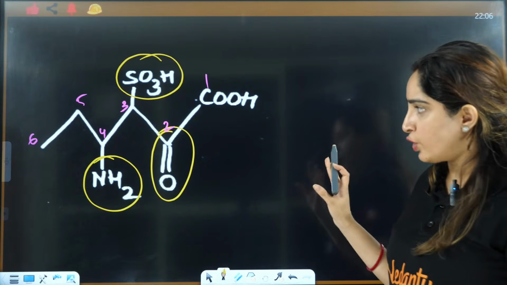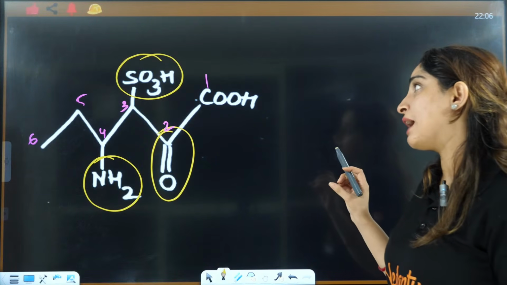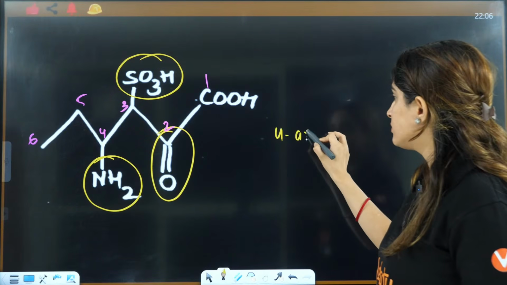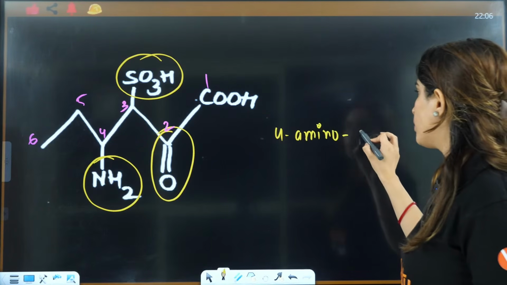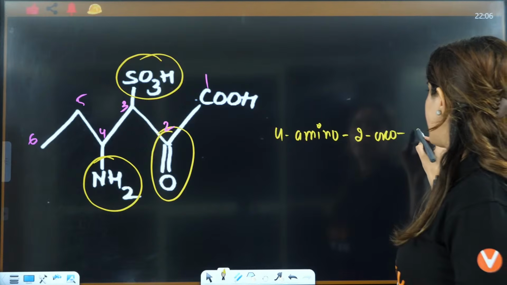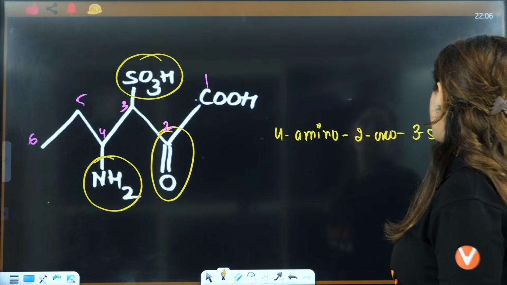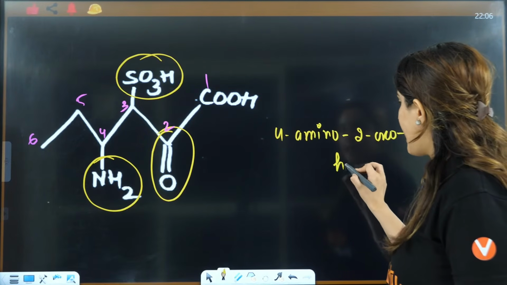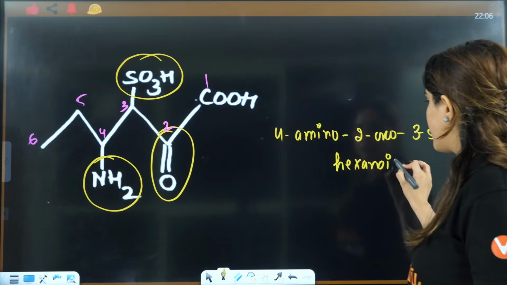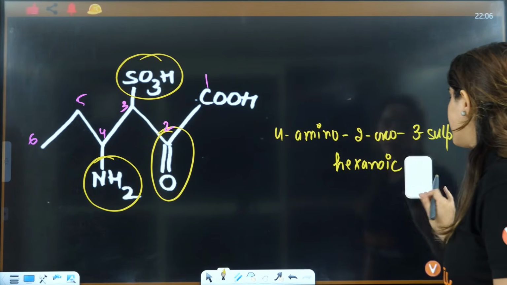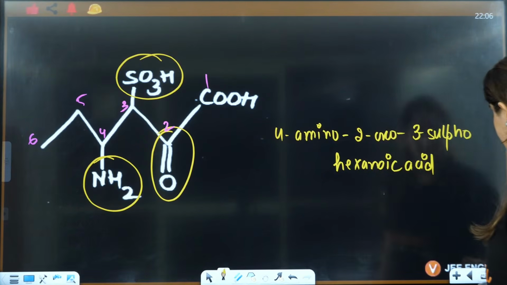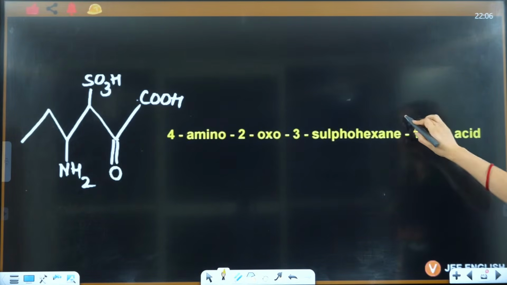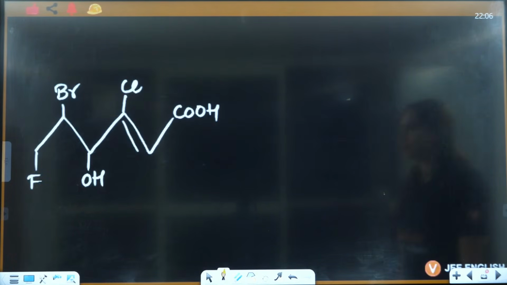Now you have sulfur, you have amino, you have oxo here. So you can write 4 amino, 2 oxo and 3 sulfur. As a substituent it's sulfur. And this is hexanoic acid. Tell me students if that is clear to everybody or not. Okay, done everyone.